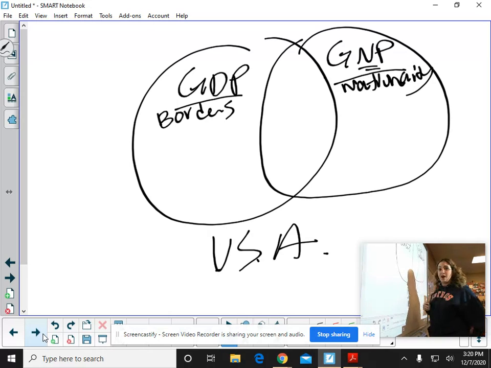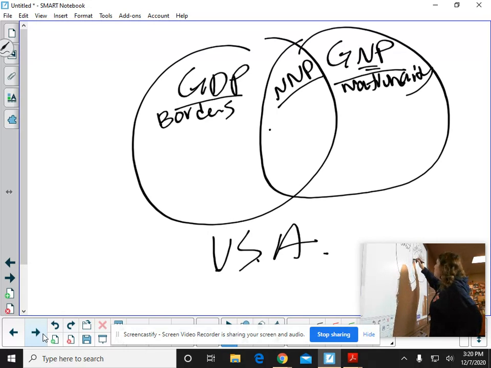What they share in common is Americans, for the United States specifically, Americans in the borders of America. And that's actually called a different thing. It's called NNP, for net national product. That's what they have in common. It's just what is being produced by Americans in the United States. So Americans in the United States, American individuals, American businesses in USA.